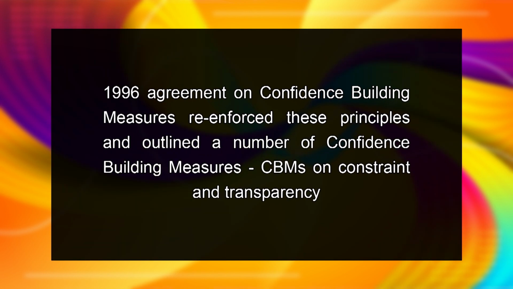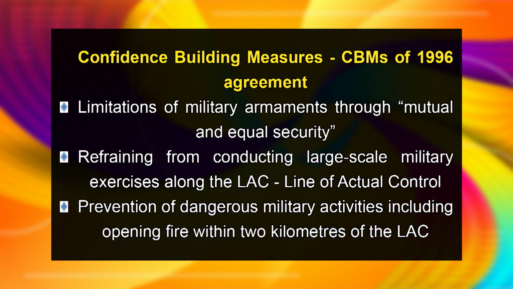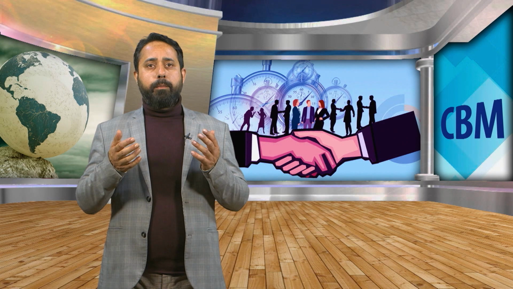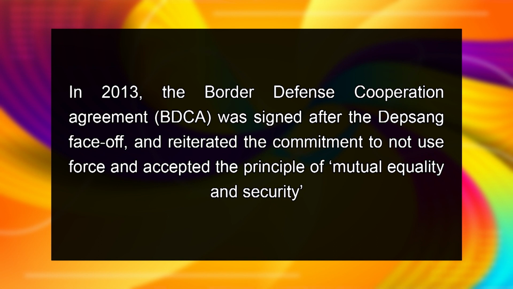A 1996 agreement on confidence-building measures reinforced these principles and outlined a number of CBMs on restraint and transparency. These included limitations of military armament through mutual and equal security, refraining from conducting large-scale military exercises along the LAC, and the prevention of dangerous military activities, including opening fire within 2 kilometers of the LAC. The 2005 protocol built on the 1996 agreement and laid out standard operating procedures for implementation of previous agreements. Some years later, in 2013, the Border Defense Cooperation Agreement was signed after the Depsang face-off and reiterated the commitment to not use force and accepted the principle of mutual equality and security.